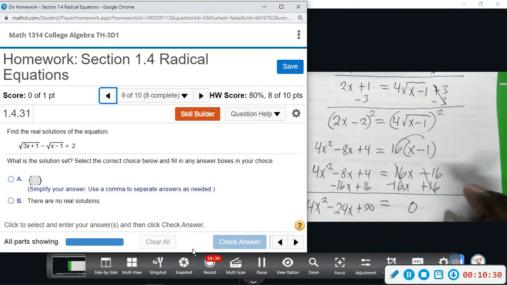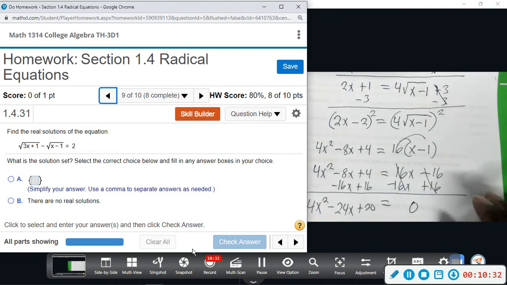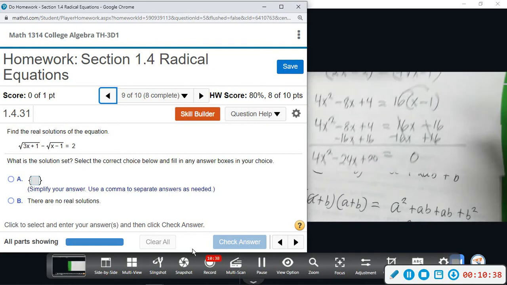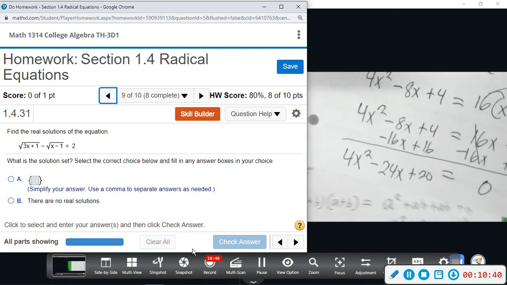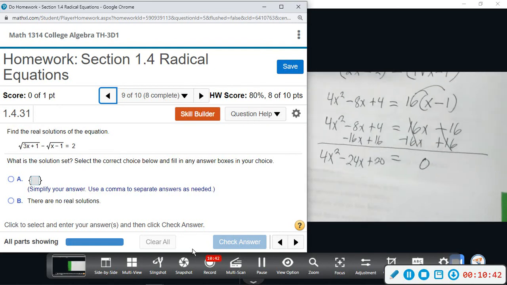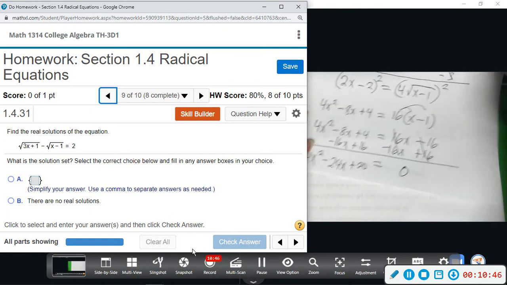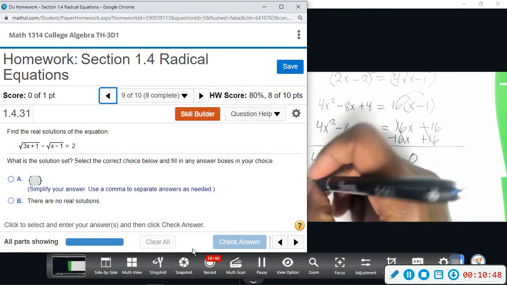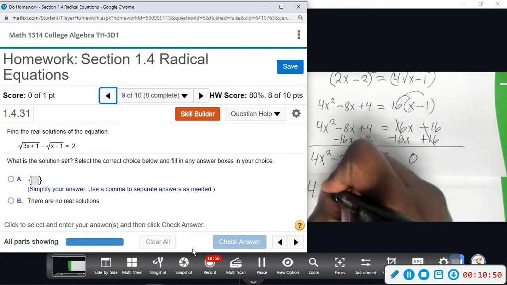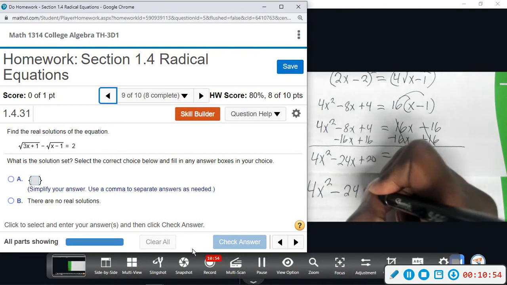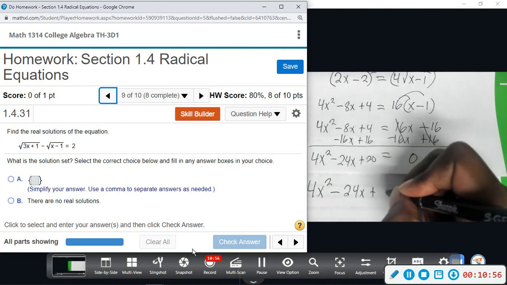Alright, I'm going to see if this factors. Hopefully it does, because this is a lot of work already. So I got another sheet of paper because I'm out of room here. And that was the scratch work showing the shortcut. Alright, so I'm going to transcribe this problem here. 4x squared minus 24x plus 20.